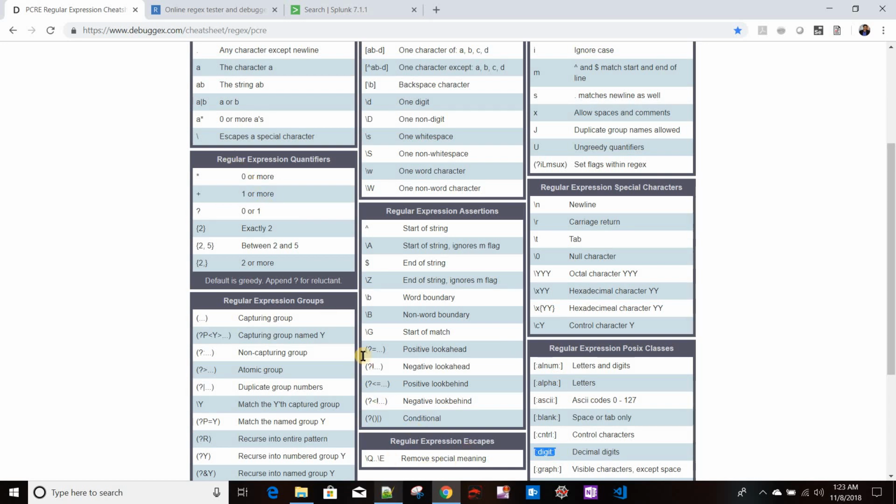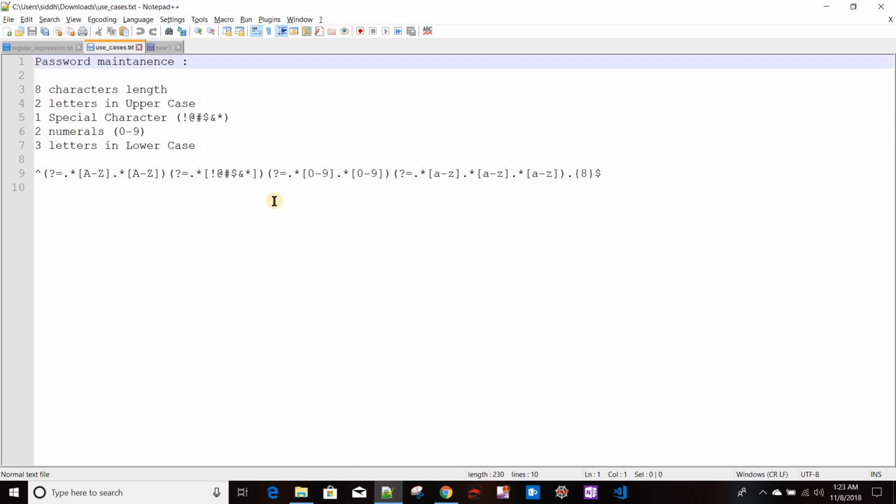Let us take a use case. This is a real world use case, right? Suppose a lot of websites have a password policy, where the password length has to be some length, and then there have to be, let's say, two uppercase letters and one special character among these.